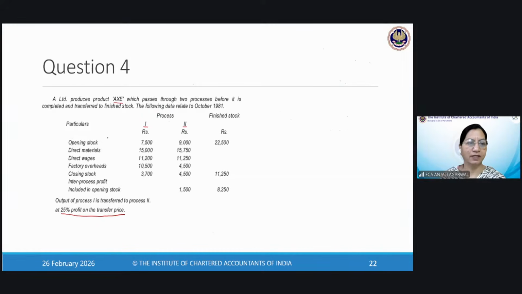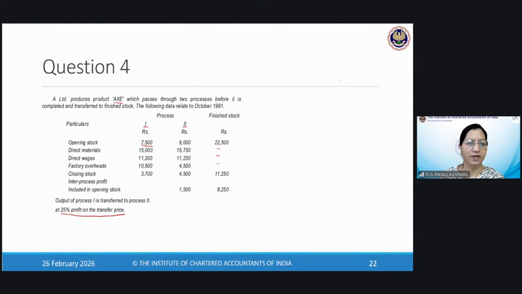The following data relates to October 1981. Particulars: opening stock 7,500 rupees, in process two 9,000, and in finished stock account 22,500. Then you have direct material, wages, factory overheads, and closing stocks for process one, process two, and finished stock account. Remember, in finished stock account, there is no activity, so no material, no wages, no overheads. It's just storing the finished units.